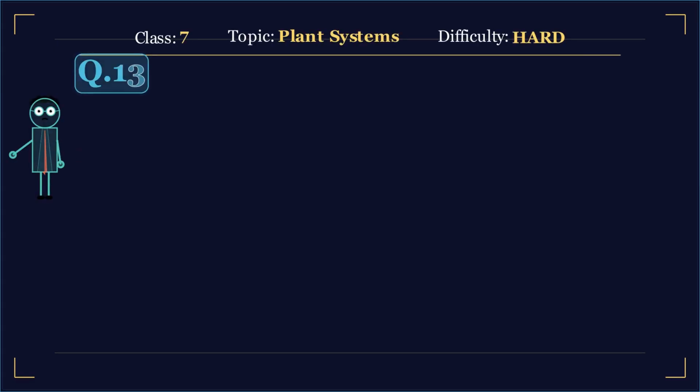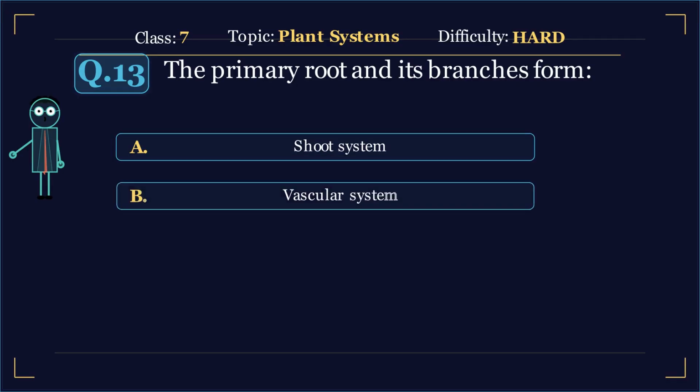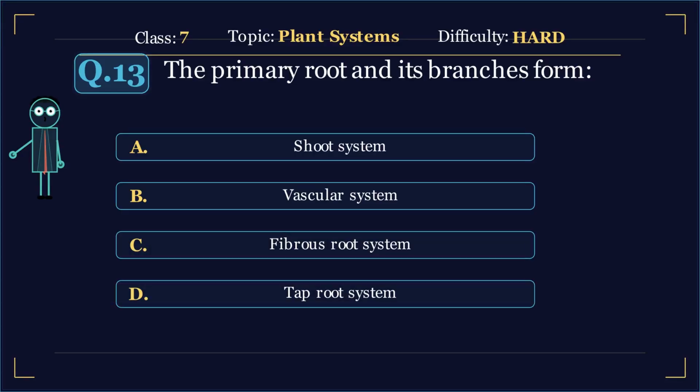Question 13. The primary root and its branches form: Option A, shoot system. Option B, vascular system. Option C, fibrous root system. Option D, tap root system. The correct answer is option D.